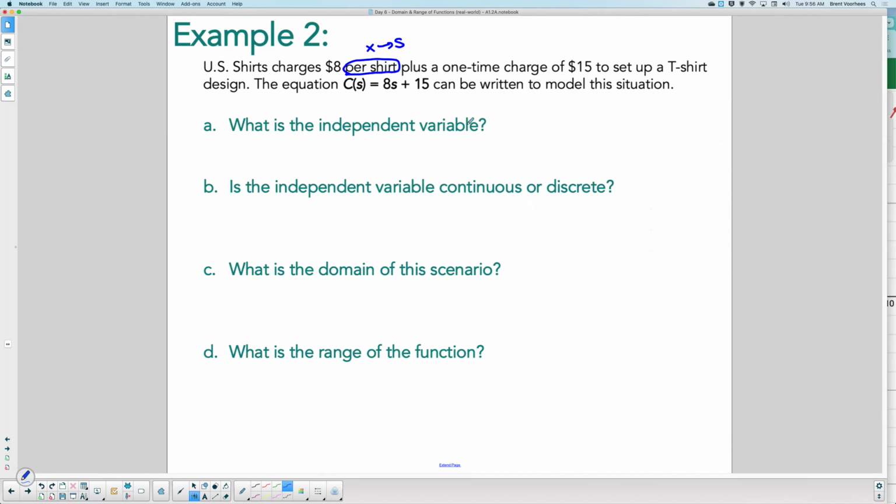So there's our situation. So what is the independent variable? What did we decide? The independent variable usually means the x. What is in place of x? S. And what does S stand for? The shirt. Per means the each. So if they say each, they don't usually give you the variable. This one, they used the word per because they wanted you to know we're using the letter S for shirt. That's why I did that.